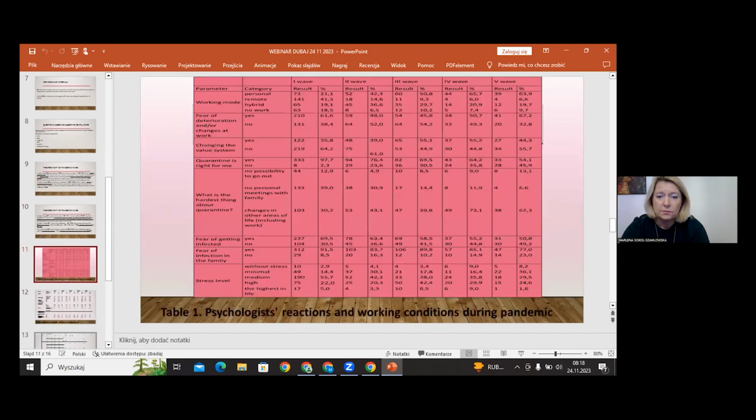And here you can see the psychologists' reaction and working conditions during the 5 waves. And as you can see, the parameters: working mode, fear of deterioration and changes at work, changing the value system. So a philosophical question: we asked if quarantine is right for me, and what is the hardest during the quarantine?